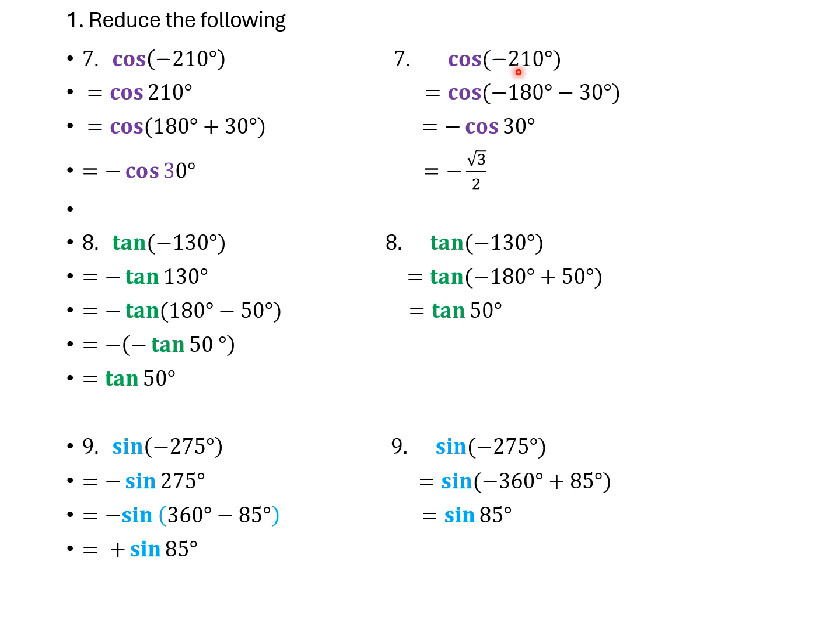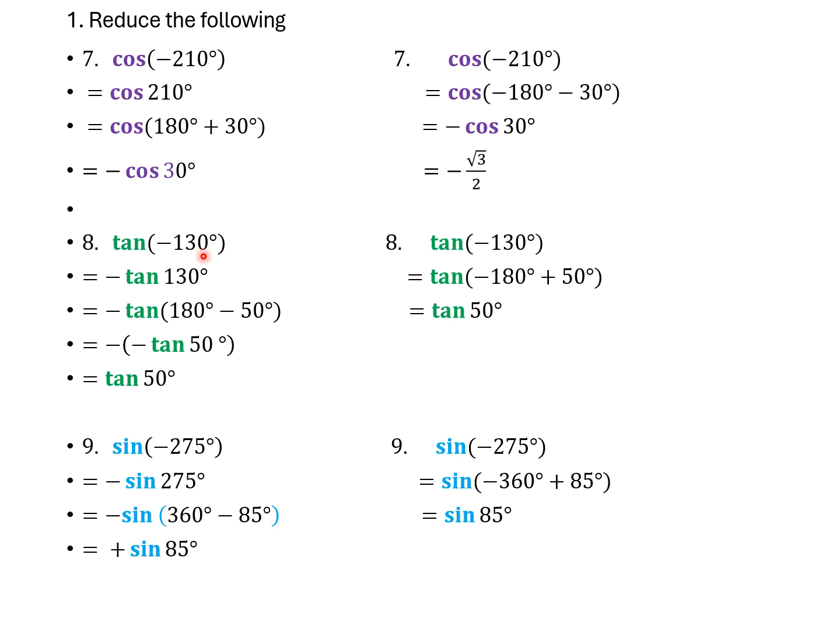Or negative 210 can be written as negative 180 minus 30. So with the negative reduction, minus 180 minus an acute angle falls in the second quadrant. In the second quadrant, cos is negative. So that also becomes negative cos 30. And because it's a special angle, I can write the answer as negative square root 3 over 2 for both of them.